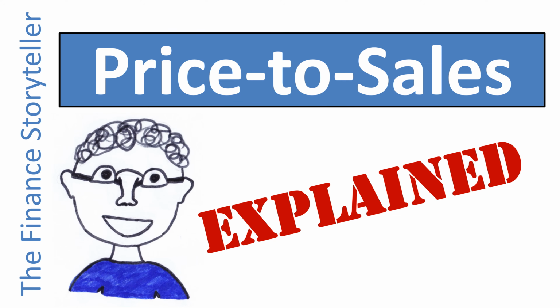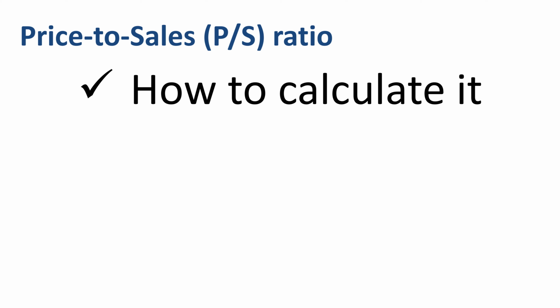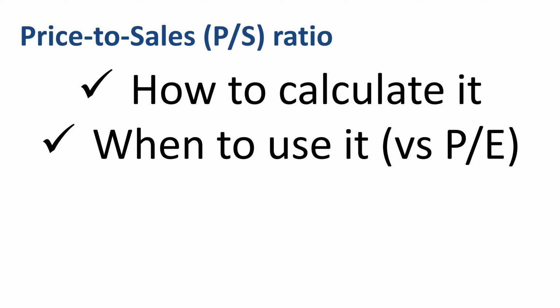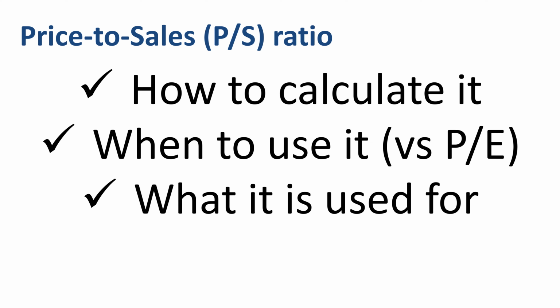The price to sales ratio, or PS ratio, is sometimes used by investors when making decisions to buy or sell shares. How to calculate the price to sales ratio? When would you use the price to sales ratio rather than the price earnings ratio? And what do investors use the price to sales ratio for? Let's start off with the calculation of the PS ratio.